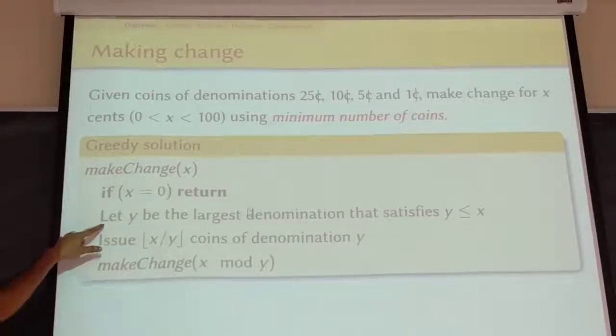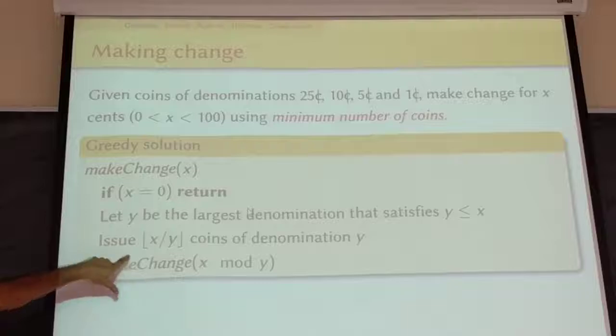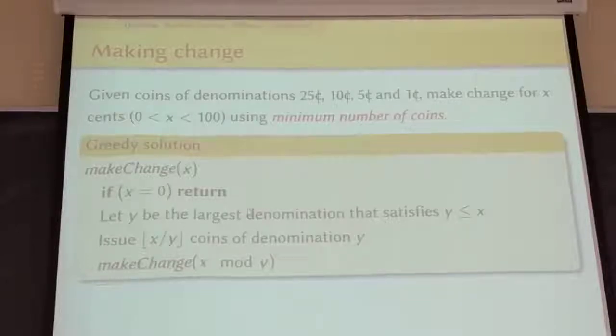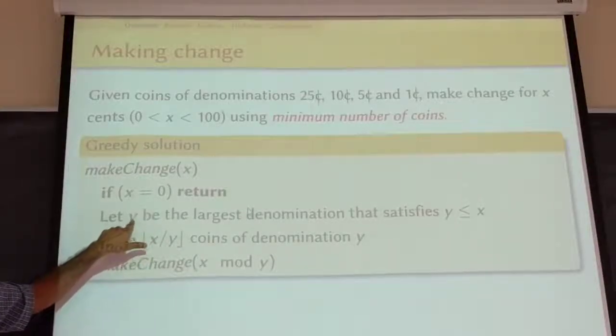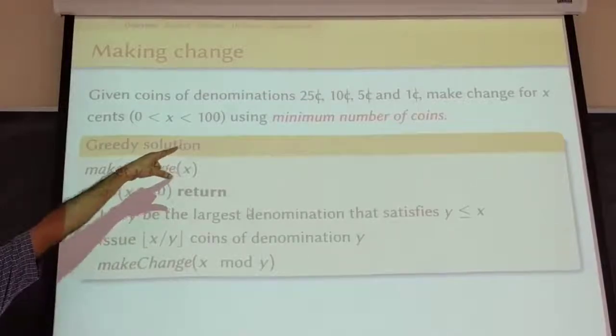Okay? So let y be the largest denomination that satisfies y less than or equal to x, and issue the floor of x divided by y coins of that denomination. So for instance, if you have 77 cents to pay out, then the y here will be 25, right?